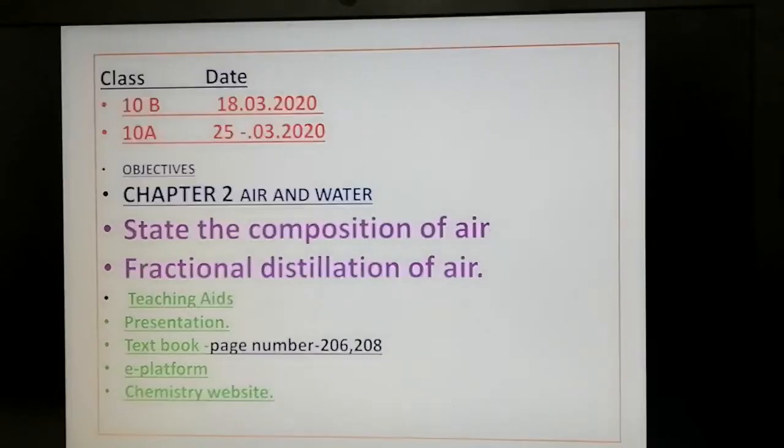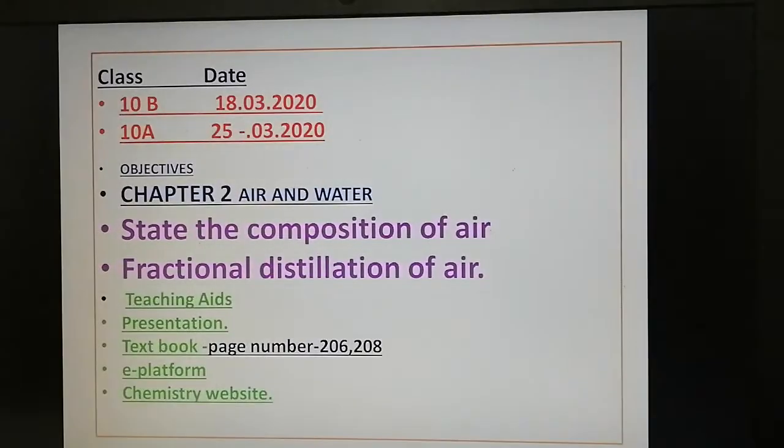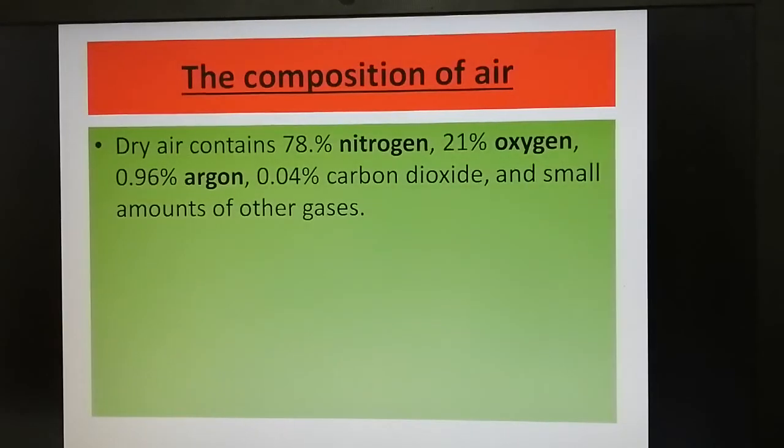Today's topic is to state the composition of air and the fractional distillation of air. First, we'll see the percentage of each gas present in air. Mainly, air contains 78% nitrogen, 21% oxygen, and 1% other gases. Other gases include carbon dioxide, argon, neon, helium, some of the noble gases.